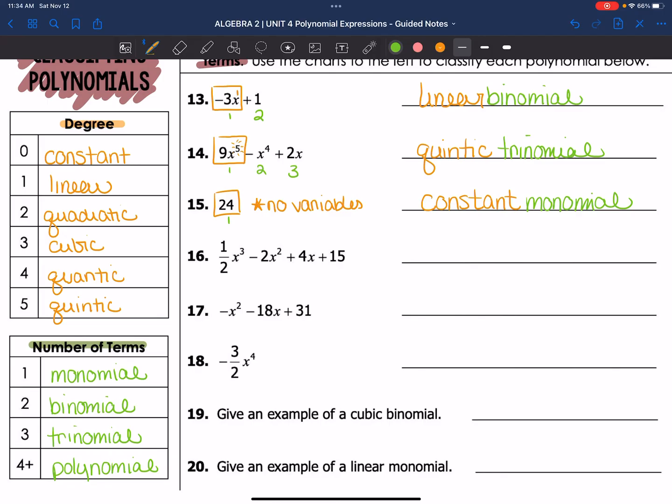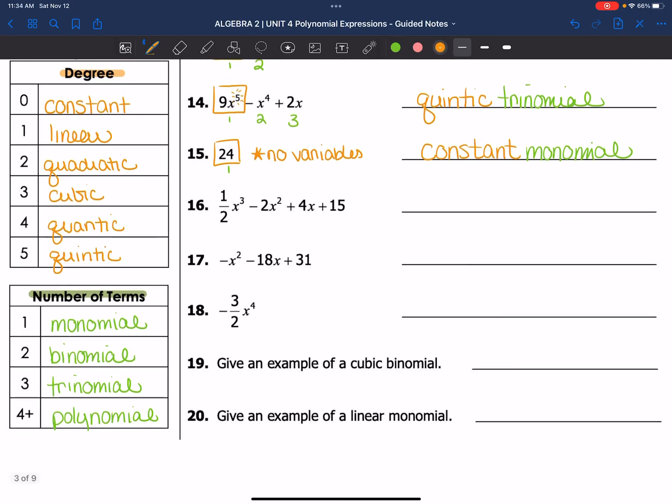All right, we're rocking and rolling here. Let's look now at example 16. Example 16, what would be its first name based on this first term? Because its power is 3, it is cubic. And what would be its last name based on the number of terms? 1, 2, 3, 4 terms. Anything with 4 or more is just called a polynomial.